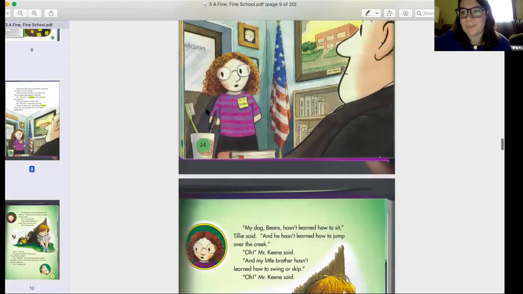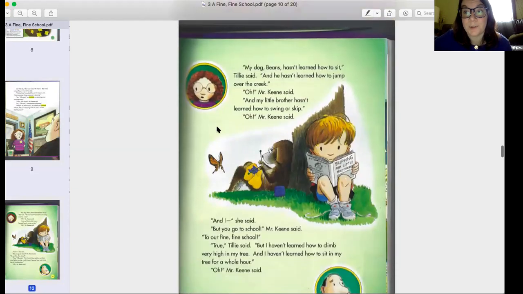I like that little detail. There's his toothbrush there and his pen like he never goes home.